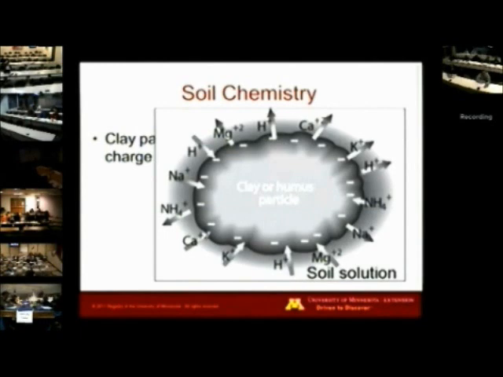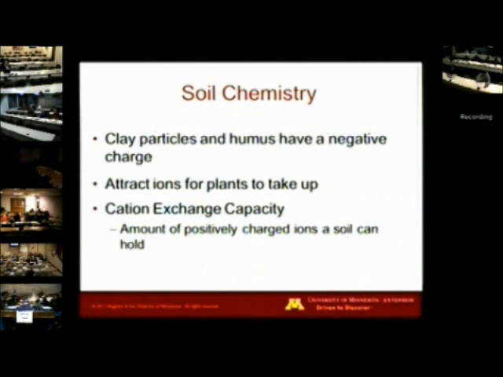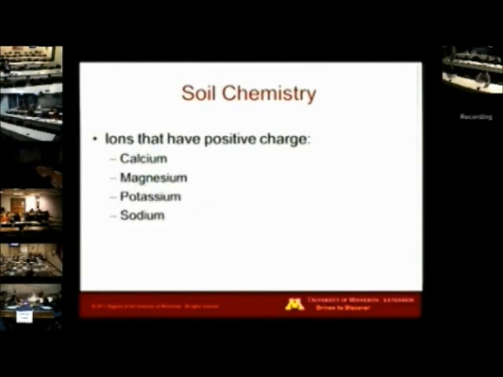And if you again think about the organic matter and root secretions, they are going to help cement those aggregates together so they can withstand water, for example, and they're not going to dissolve. So again, clay and humus particles attract ions for plants to take up, and you're also probably aware of the cation exchange capacity, and basically that's the amount of positively charged ions the soil can hold. And here's just a list of some of the ions that have positive charges. We have calcium, magnesium, potassium, and sodium, just to name a few.